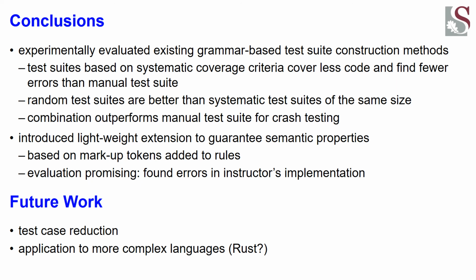We then introduced a lightweight extension to guarantee semantic properties, which is based on markup tokens that are added to the rules and interpreted during the test case rendering step. The evaluation of this was promising, and we found several errors in the instructor's compiler implementation and in all student compilers. For future work, we will first look into a test case reduction method. We also try to apply our approach to more complex languages, perhaps something like Rust.